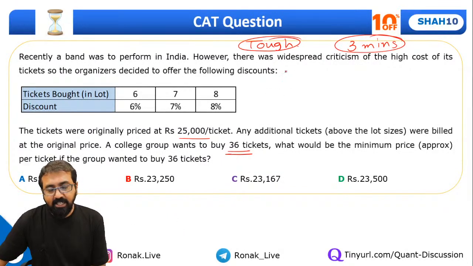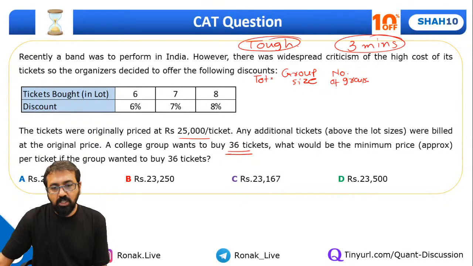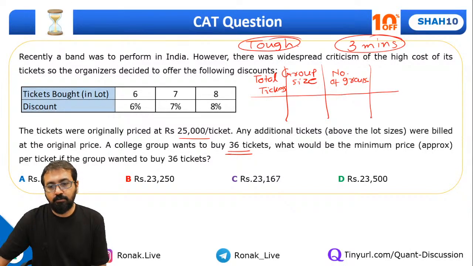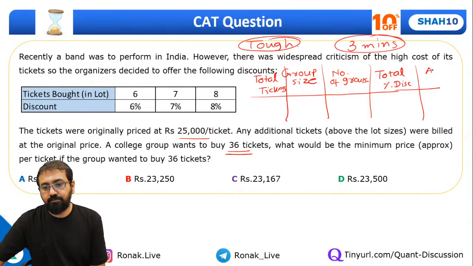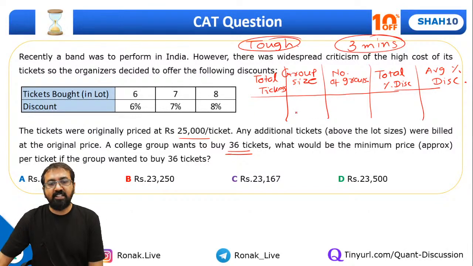So here I am writing: group size, number of groups, total tickets, group size, number of groups, total percentage, and average percentage. Yeah, so this will simplify things for you guys.